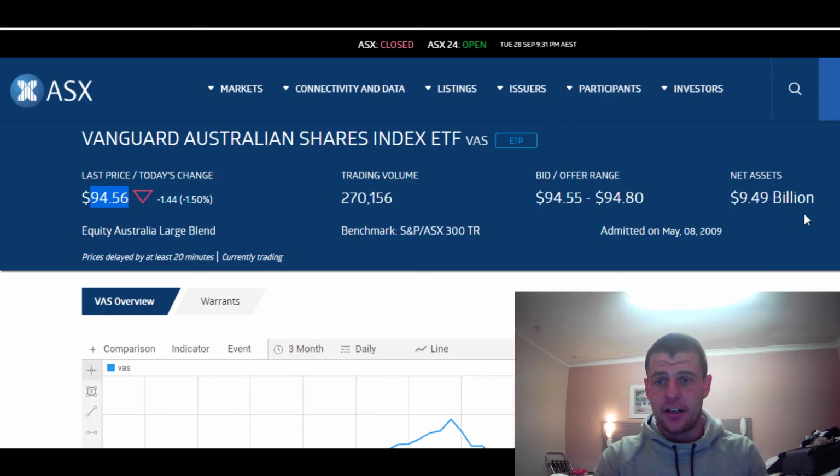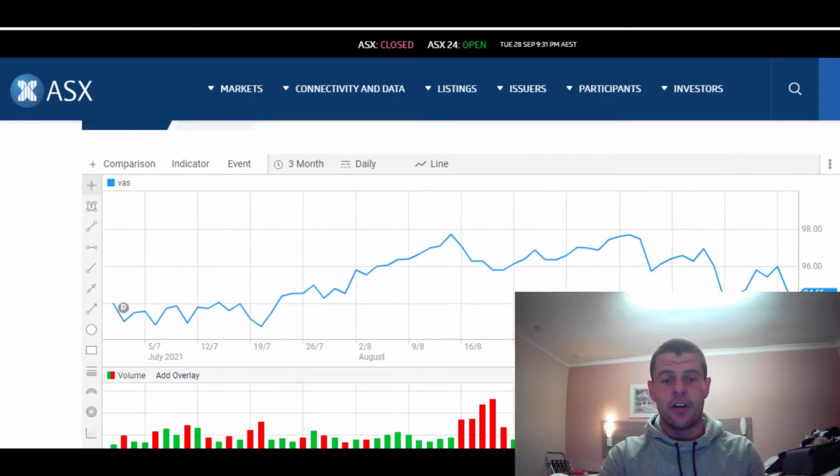So just over here, we've got the net assets under management, which is 9.49 billion. So that is billion, not million. That's a lot of money that is managed by Vanguard Australian Index, so the VAS holding. And you can see that by people buying in, it grows the size of that fund, so the assets under management grow. Therefore, you can see that it is a well-trusted and extremely useful index fund to own.